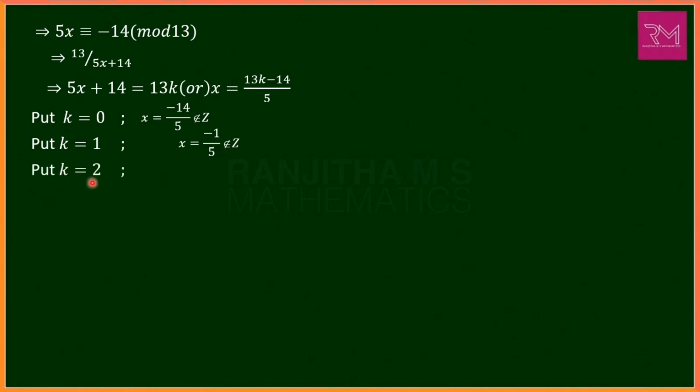Next, you have to put k is equal to 2. If we substitute k value is 2, 13 into 2 is 26. 26 minus 14 is 12, divided by 5. Therefore, x is equal to 12 by 5 does not belong to the integers Z. Next, you have to put k is equal to 3. If you substitute k value is 3, 13 into 3 is 39. 39 minus 14 is 25. Therefore, x is equal to 25 by 5. 5 ones are 5, 5 fives are 25. Hence, we get x is equal to 5 belongs to Z. Therefore, we can conclude that x is congruent to 5 under modulo 13.